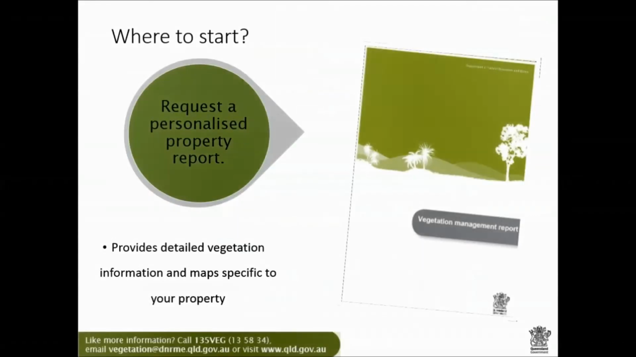So how do you start? You request a personalised property report. We'll provide a link to that. You put your lot on plan number in and it'll send you an email, a PDF version of a bunch of maps and some other information.